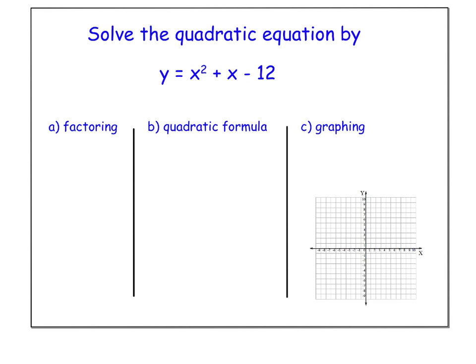X equals negative b plus or minus the square root of b squared minus 4ac, all over 2a.